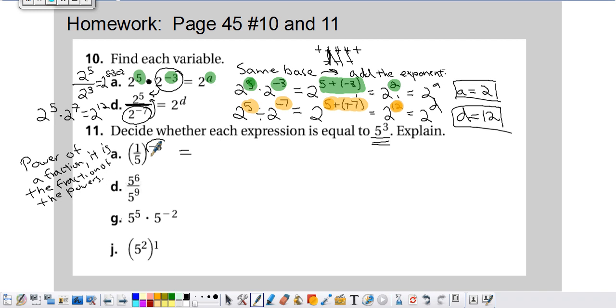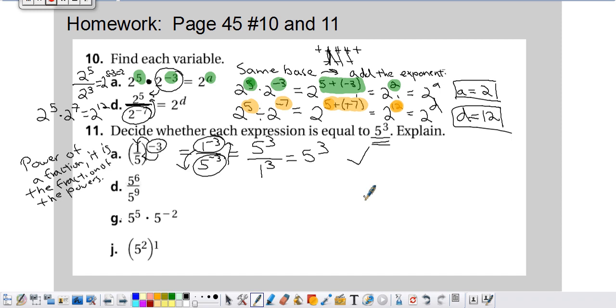So basically, I take the negative 3 and I would distribute it to both of the exponents for 1 and 5. So I would have 1 to the power of negative 3 over 5 to the power of negative 3. Then what do I do? Well, I have negative exponents here, so they have to move places to become positive. So that gives me 5 to the power of 3 over 1 to the power of 3, which is just 5 to the power of 3. So does this equal 5 to the power of 3? Yes, it does. So that's a big check mark toward yes.